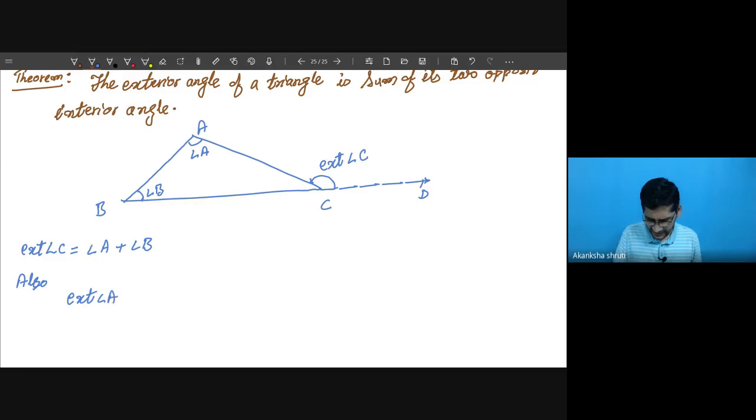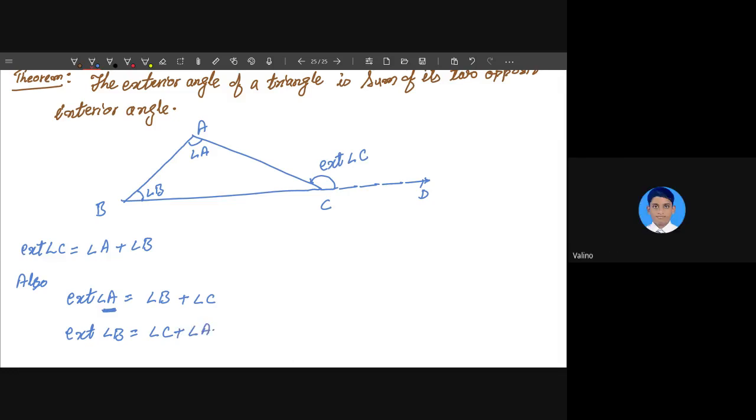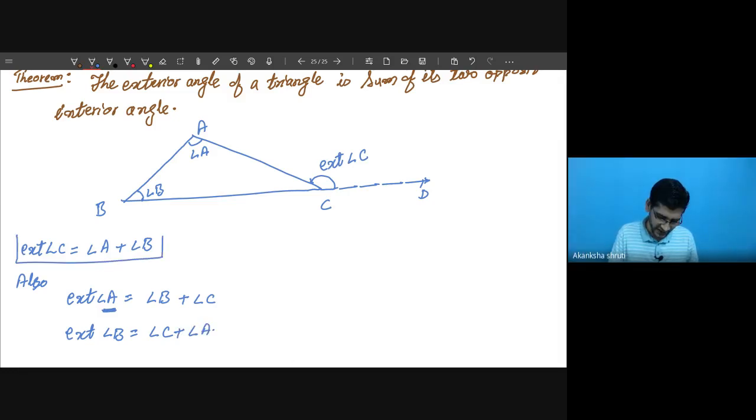Exterior angle A. Student, without drawing the figure also we can write. Angle B plus angle C. Yes, A is already taken for exterior, so you have to leave this angle. The other interior angles are angle B and angle C. Similarly, exterior angle B, so B is taken, so angle C plus angle A. Are you getting? So these three are the things that we can apply or we can prove. So we have to prove this also. Student, proving is also very easy.